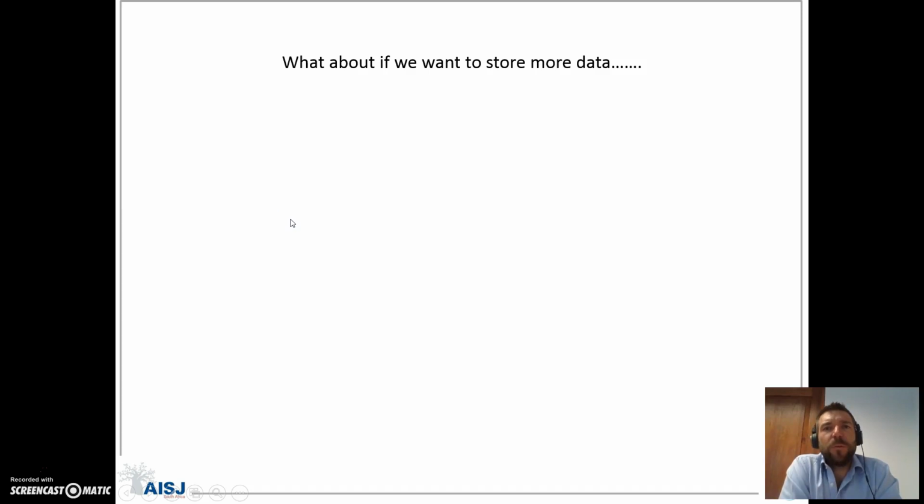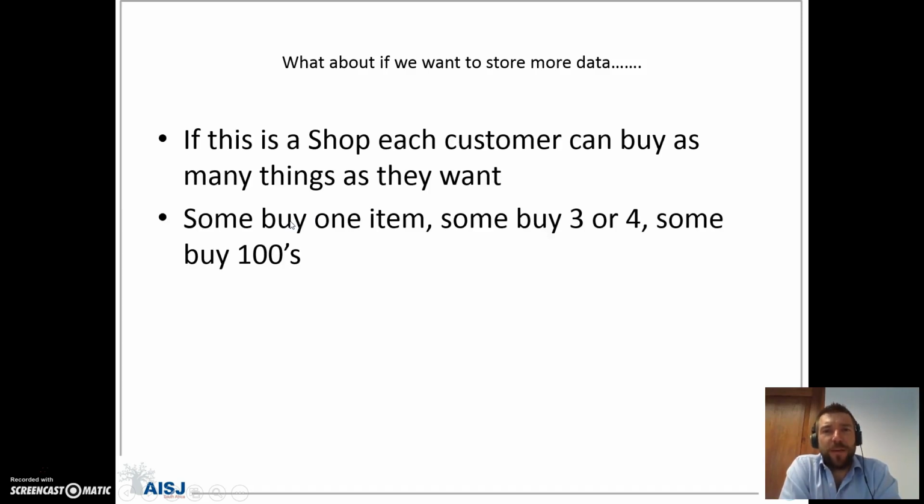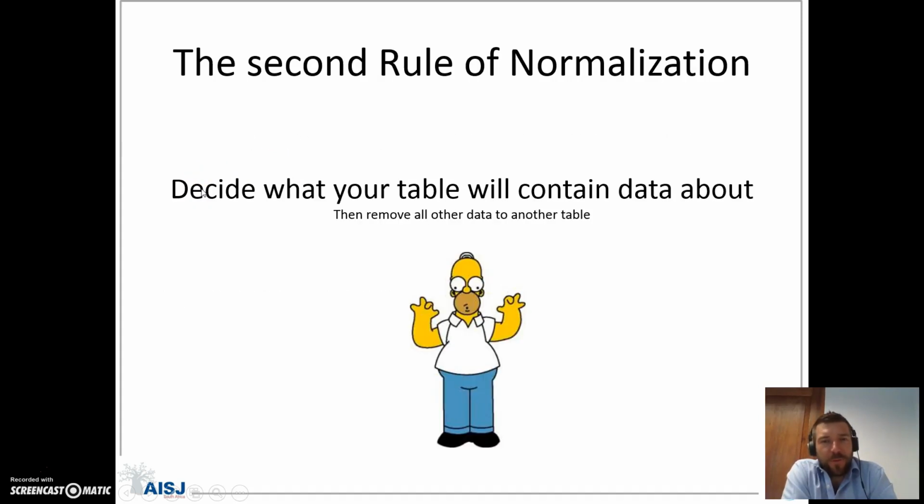Now, what if we wanted to store more data than that? What if we wanted to indicate this shop? And the shop has the phenomenon that any customer can go in and buy as many things as they want. Some people buy 1 thing, some people buy 3 or 4, some hundreds. So we want to be able to store that diversity of data. How can we store it? Here we're on to the second rule of normalization.